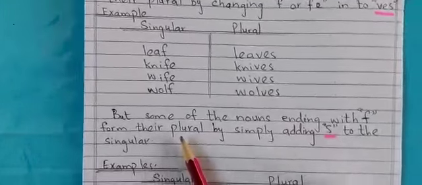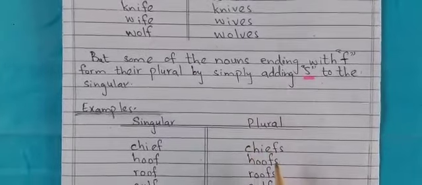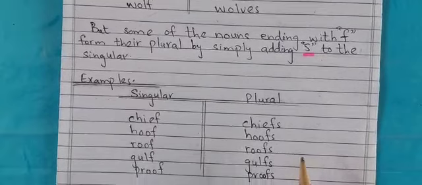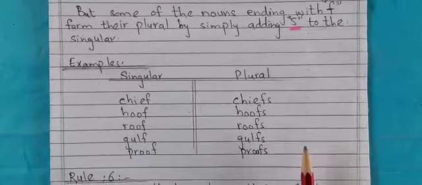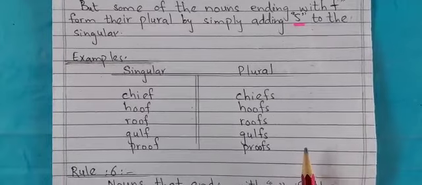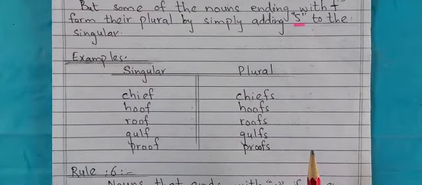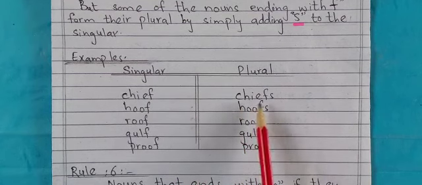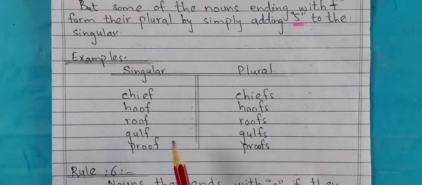But some of the nouns ending with F form their plural by simply adding S to the singular. There are some nouns which end with F, but there is no need to remove F from them. You just have to put S in the end of that word to make it plural. Some of the nouns I have written here: chief becomes chiefs, hoof, hoofs, roof, roofs, gulf, gulfs, proof, proofs.